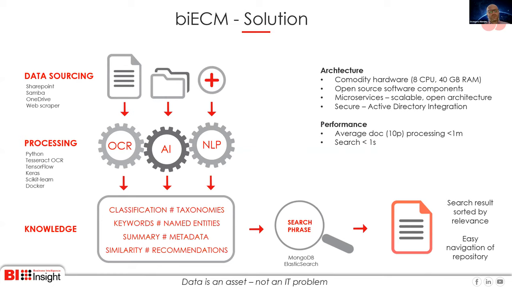So the system extracts automatically metadata, keywords, named entities. It can generate document summaries. It can classify documents into taxonomies. It can find similar documents or duplicates of the documents. And based on user activity, it can recommend new interesting content to the user of the system.